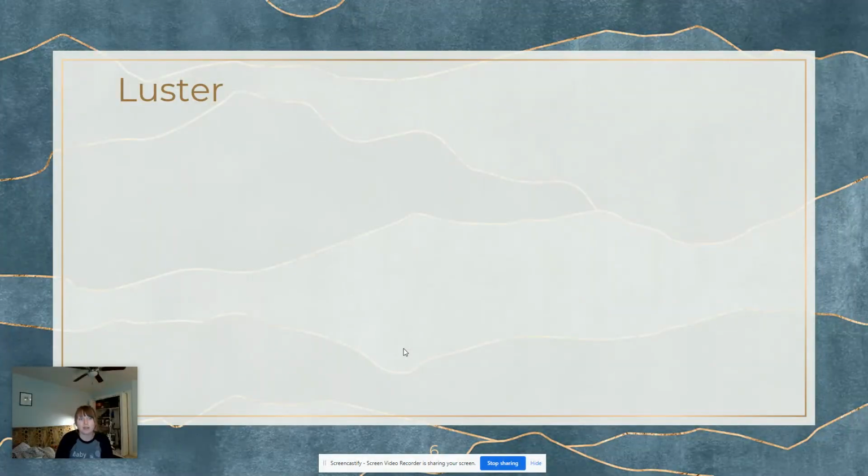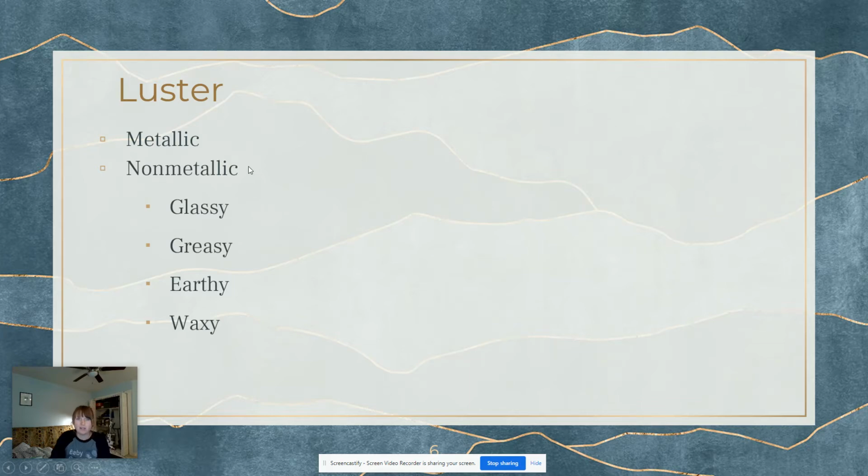Another characteristic that we can use to identify a mineral or a rock is luster. So metallic, that one's pretty self-explanatory, it's shiny like metal. And then non-metallic has a bunch of different classifications. These are just a few.